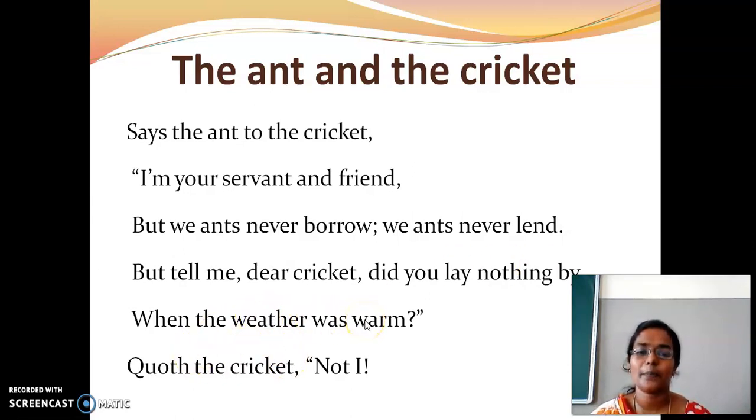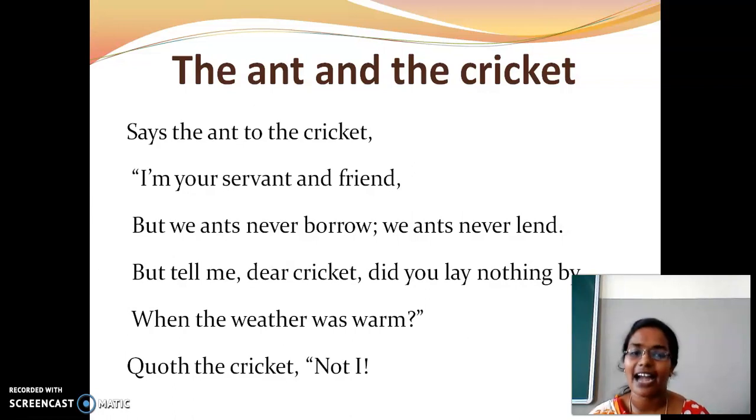When the weather was warm? During the summer season, the weather was warm. Did you store anything at that time? Yes. So here the ant is questioning the cricket. Quoth the cricket. What quoth means I have already told you. Said the cricket. What is the reply given by the cricket over here?